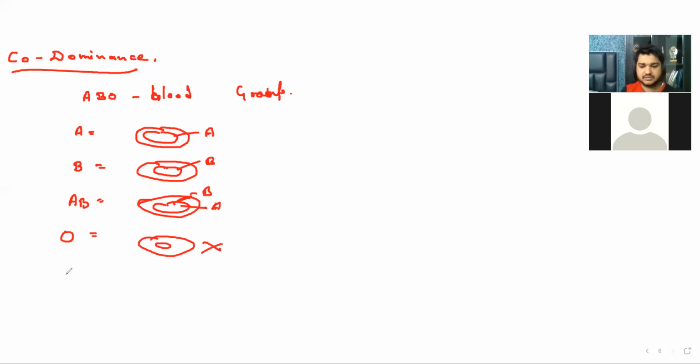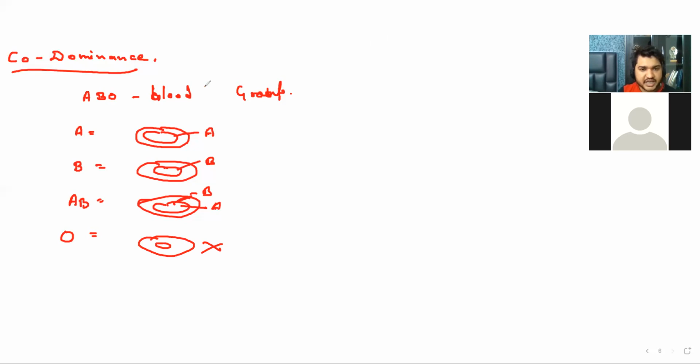Is there no antigen? No, it's not about the antigen. It's just the glycoprotein, some structure which is present, just for identification. Like your school ID card, your friend has another school ID card, but one friend has nothing. It is something like that.